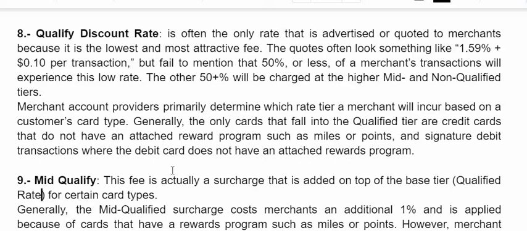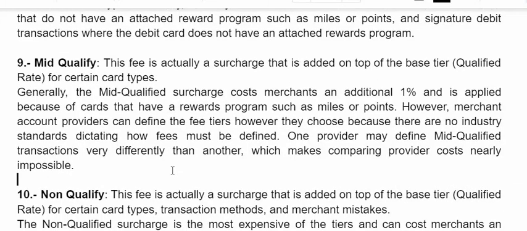Okay, next here we have mid-qualified. This fee is actually a surcharge that is added on top of the base tier qualified rate for certain card types. Generally, the mid-qualified surcharge costs merchants an additional 1% and is applied because of cards that have a reward program such as miles or points.